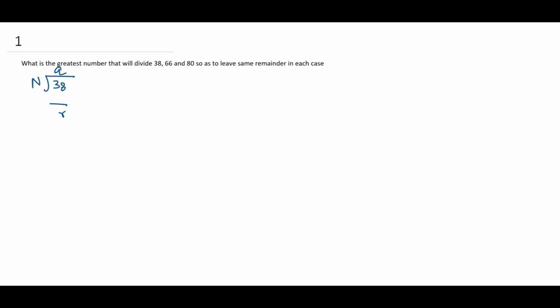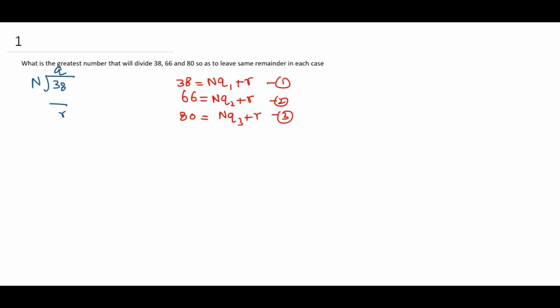So 38 can be written as N Q1 plus R. Similarly, 66 can be written as N Q2 plus R because the remainders are the same, and 80 can be written as N Q3 plus R. Let this be equation 1, this equation 2, and this equation 3. If we can eliminate the remainder R from each of these, we can get the value of N.